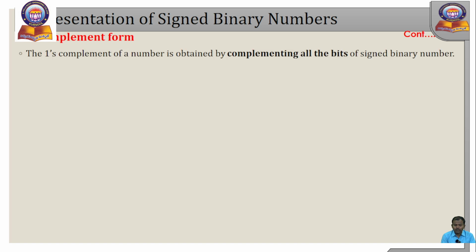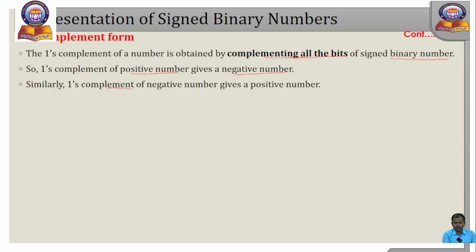And if it is in ones complement form, the ones complement of a number is obtained by complementing all the bits of the signed binary number. So the ones complement of a positive number gives a negative number, and the ones complement of a negative number gives a positive number.